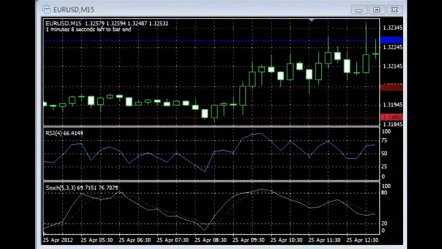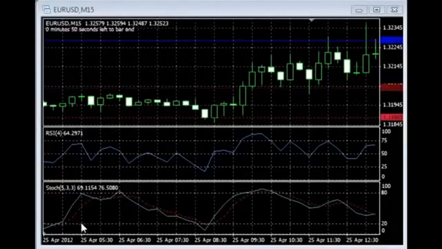It's Euro US dollar. The two indicators that are on the chart: there is an RSI indicator with a setting of 4. I believe the default is 14 when you load it on your MT4 platform. Go ahead and change that to a 4.